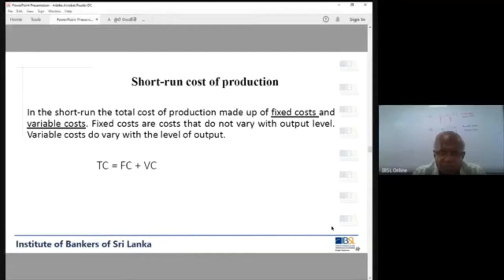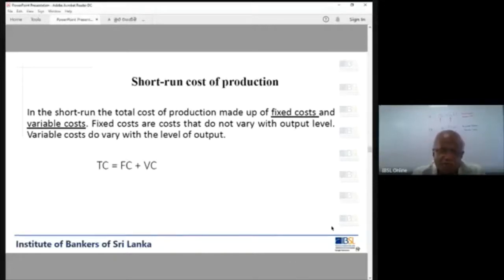Fixed costs are costs that do not vary with the output level. It is fixed, whatever the output level. Rental of the computer: if you produce 100 units, 200, output Q is 200, 300, 400, rental is fixed. Fixed costs do not vary with the output level, but variable costs do vary. When you increase the output, labor cost is a variable, labor cost varies.